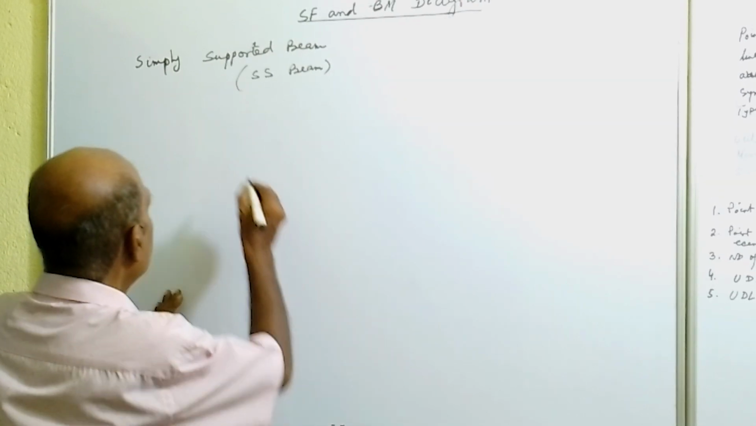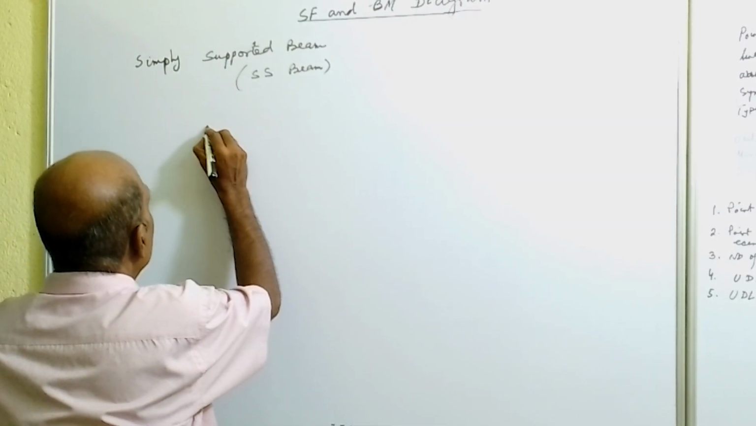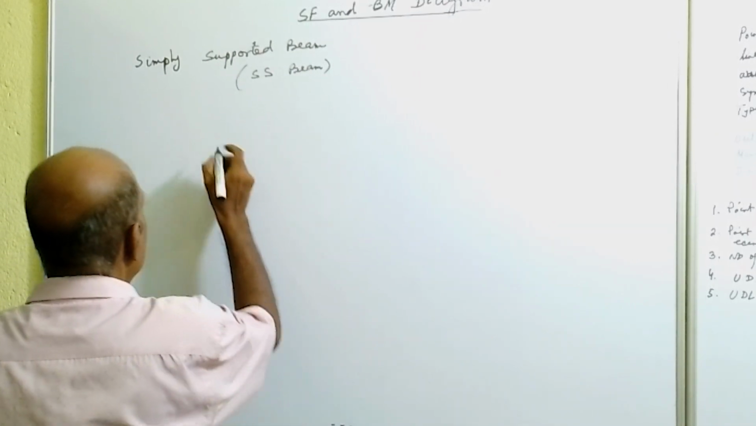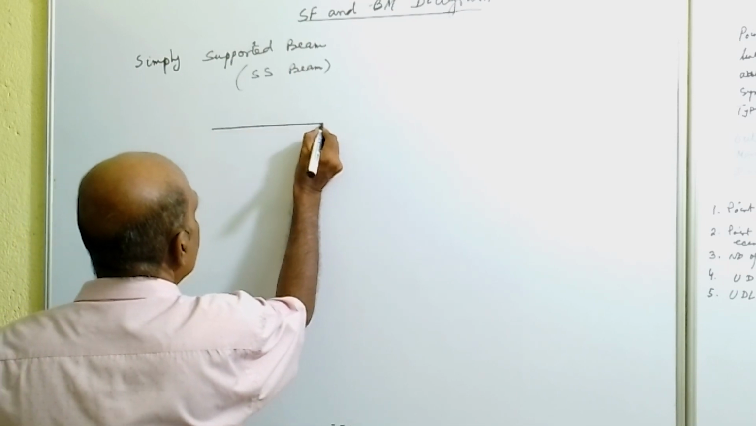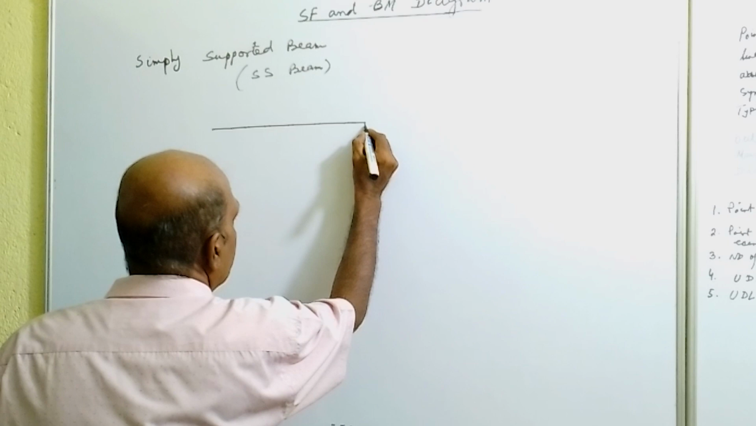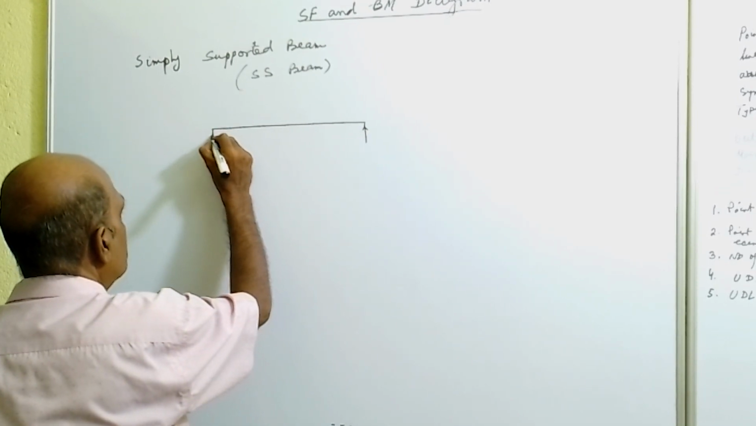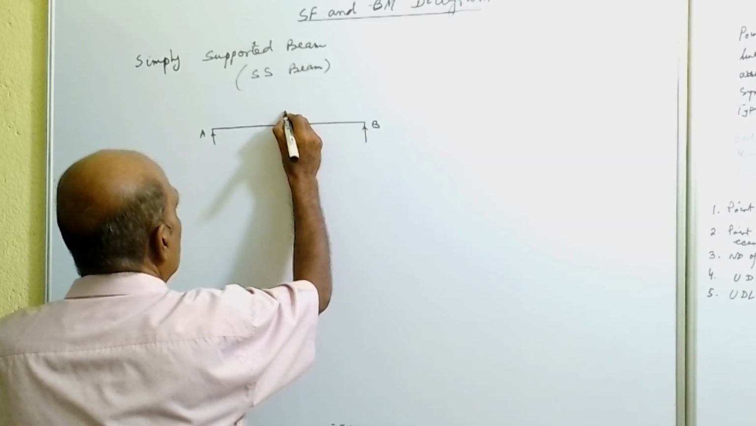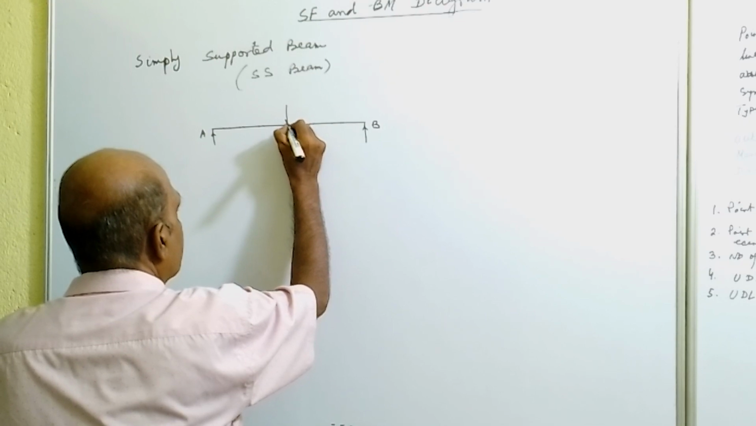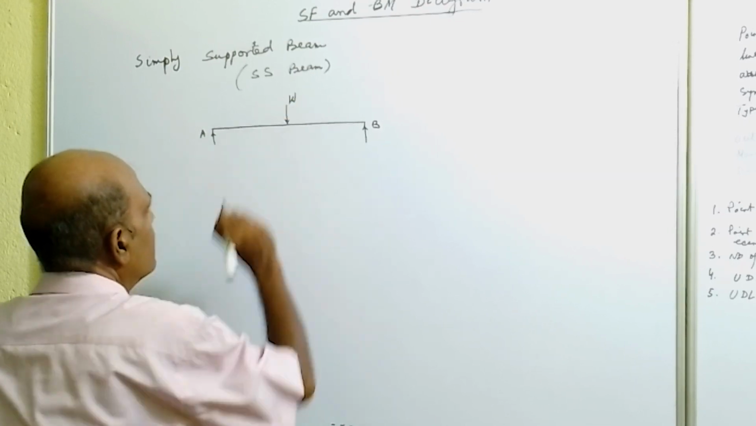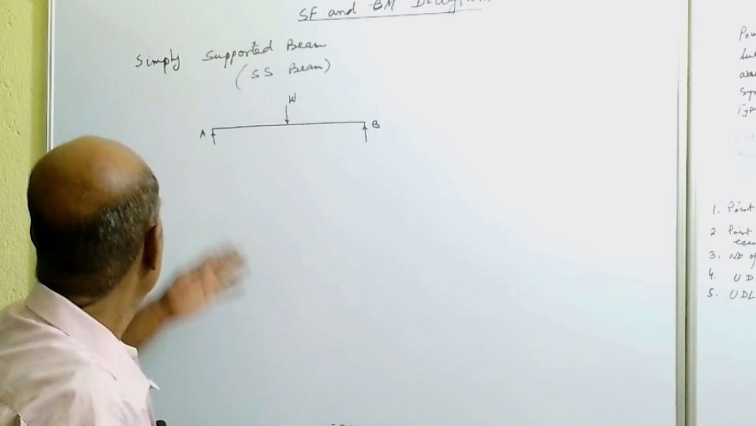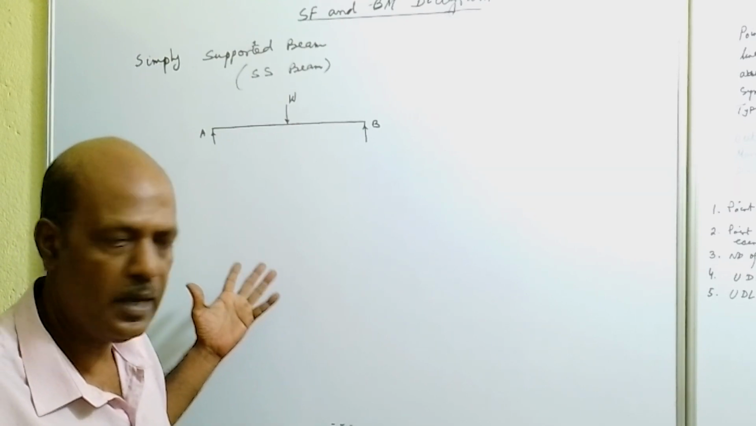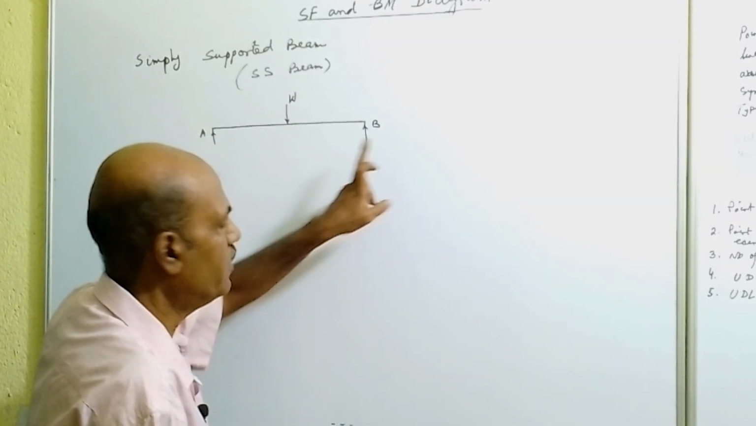So this is a simply supported beam. If we draw a beam, the beam is resting over two end supports. Let A and B be the end supports, and let W be the load which is acting at the center of the beam.